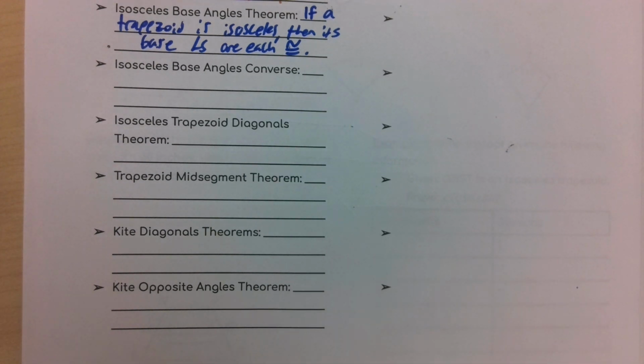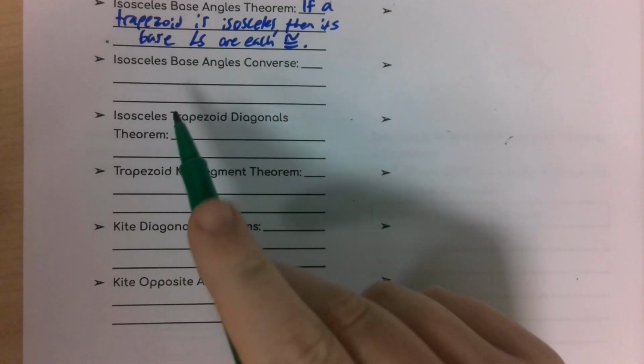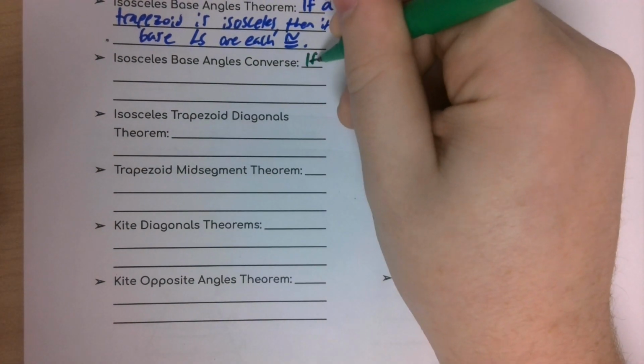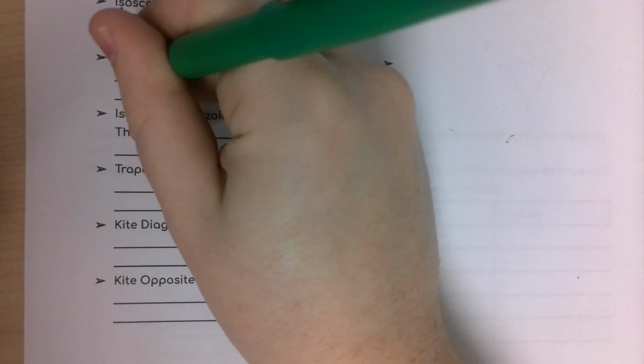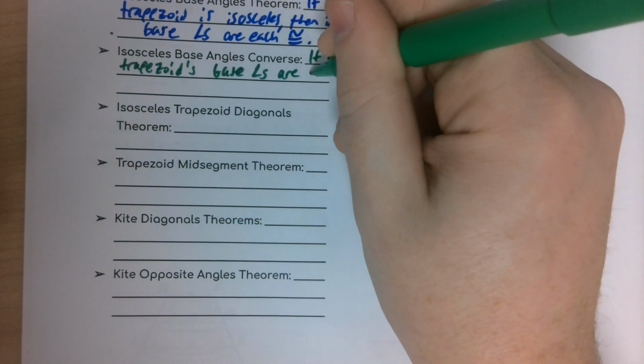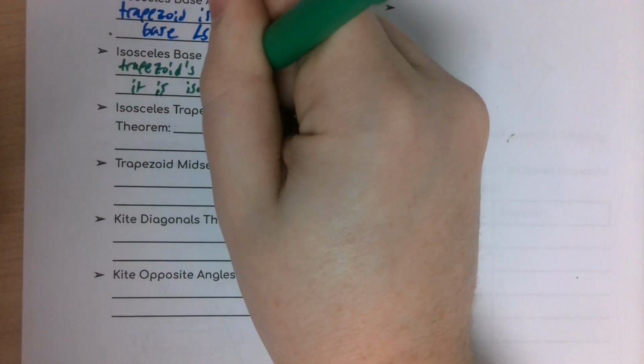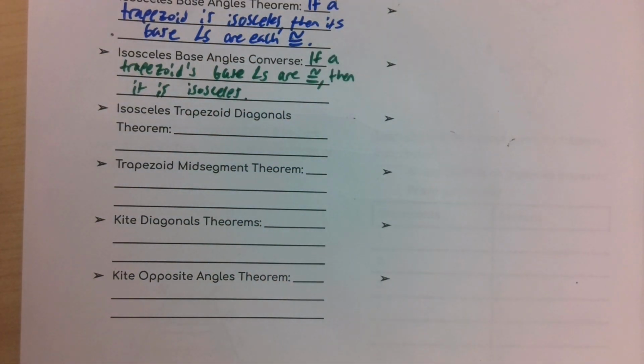Next up we have the isosceles trapezoid base angles converse. The isosceles trapezoid base angles converse is sort of the opposite of this. This says if you know something's isosceles, then the base angles are congruent. This one says if a trapezoid's base angles are congruent, then it is isosceles. Cool.